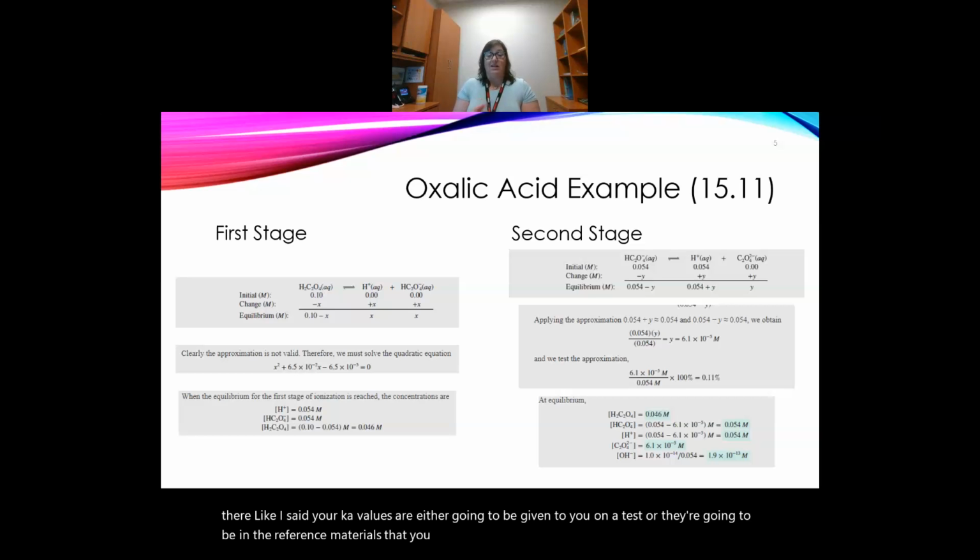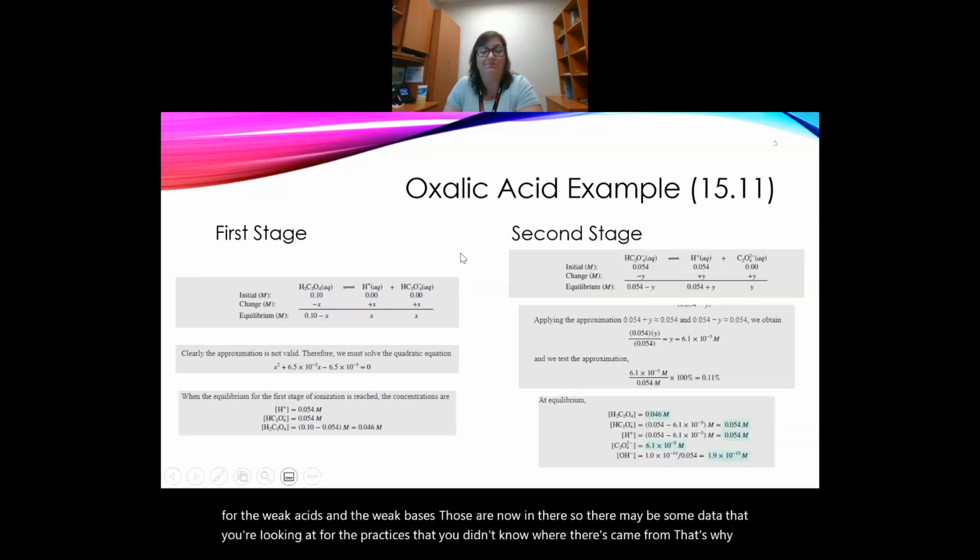Notice, please, that I had to make a change to the exam handouts. I need to make an announcement about this. The initial exam handouts you got were supposed to contain 2 tables that they did not. And that was the Kas for the weak acids and the weak bases. Those are now in there. So there may be some data that you're looking at for the practices that you didn't know where those Ks came from. That's why.